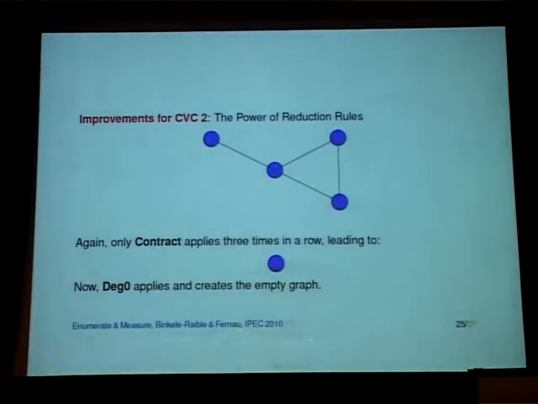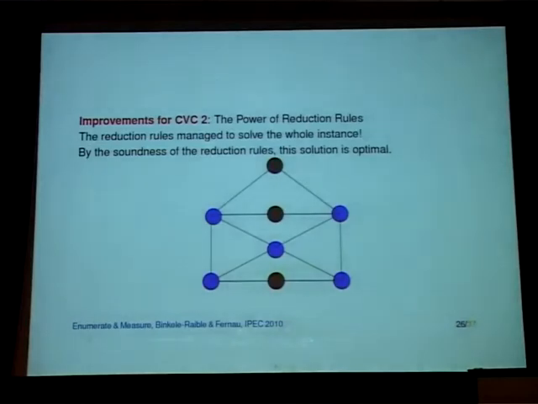What does it mean? It means that our reduction rules actually solved the whole instance. Although they were not meant to do this, they were just meant to help the branching, by coincidence this graph is completely resolved, and it also proves that this 5-vertex solution is optimum. We had a different solution on the slides before, but here we see that this one is optimum.